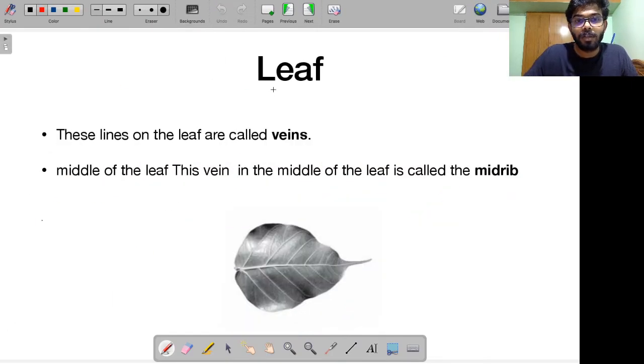Let's now talk about other aspects of the leaf. The lines on the leaf are called veins. Can you see this?